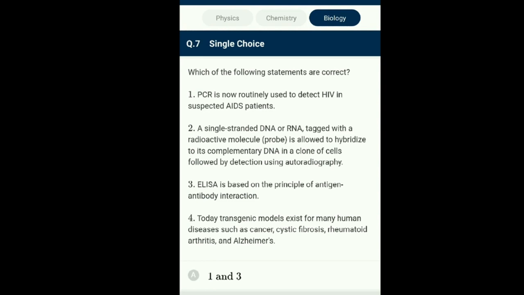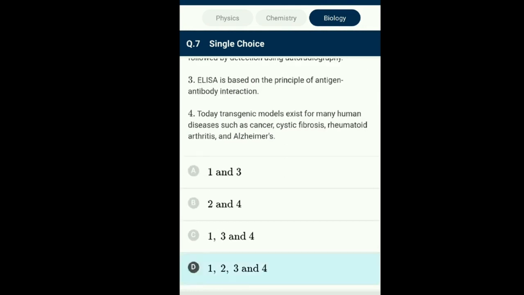Many transgenic animals are designed to increase our understanding of how genes contribute to the development of diseases. These are specially made as models for human diseases so that investigations of new treatments for diseases are made possible. Today, transgenic models exist for many human diseases such as cancer, cystic fibrosis, rheumatoid arthritis, and Alzheimer's disease. So from the given statements, all the 4 statements are correct. So the correct option is D.